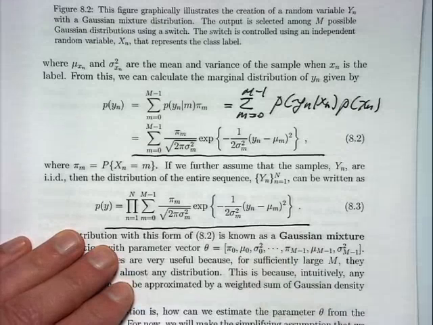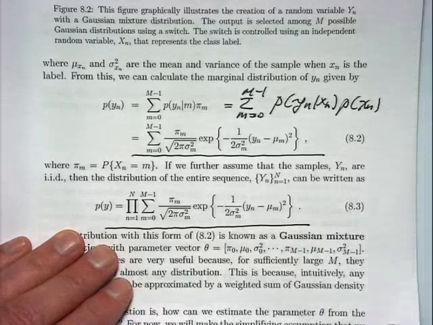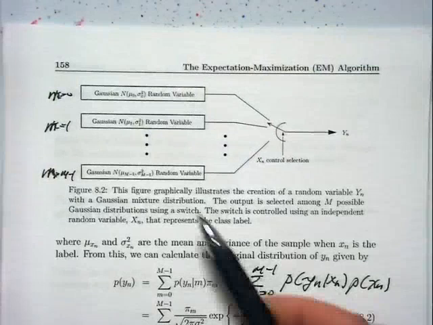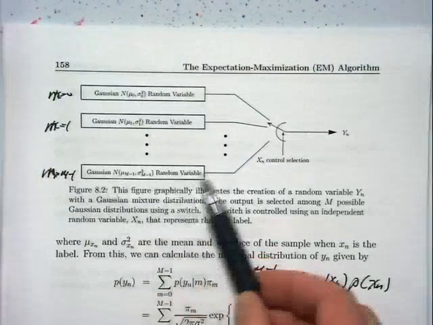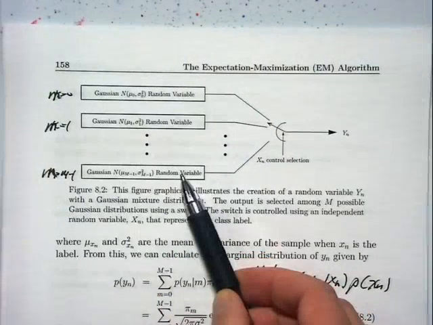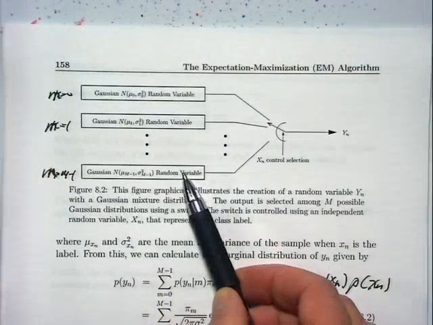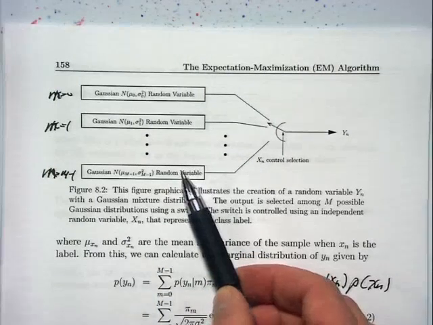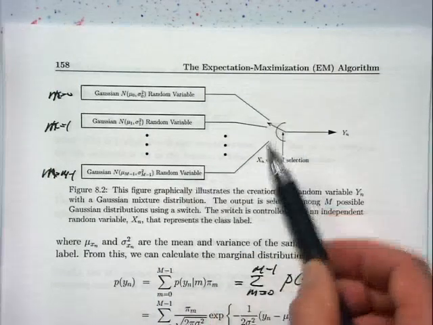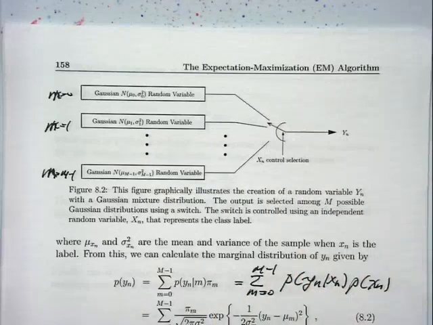The binary variable is going to take on a value between 0 and n-1, depending upon what class that sample is drawn from. And this picture over here illustrates graphically the situation. So for each class, you generate Gaussian random variables with an appropriate mean and variance, or standard deviation. And then you select from these to produce the observation.